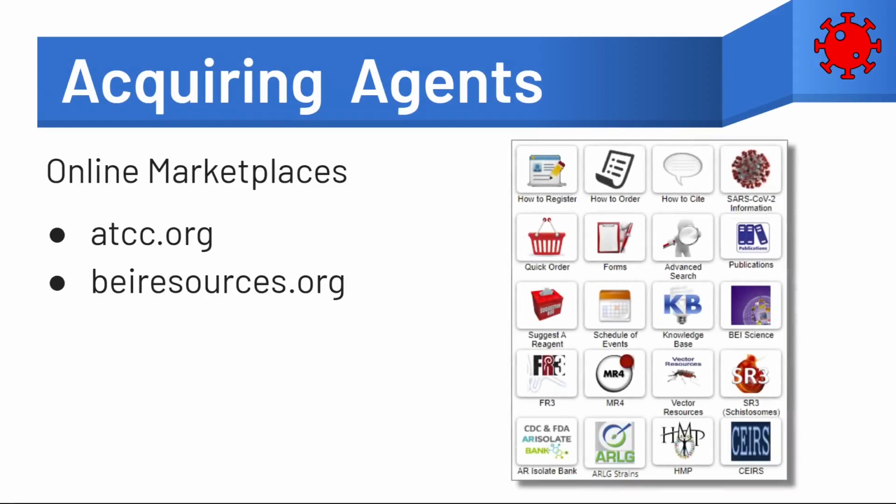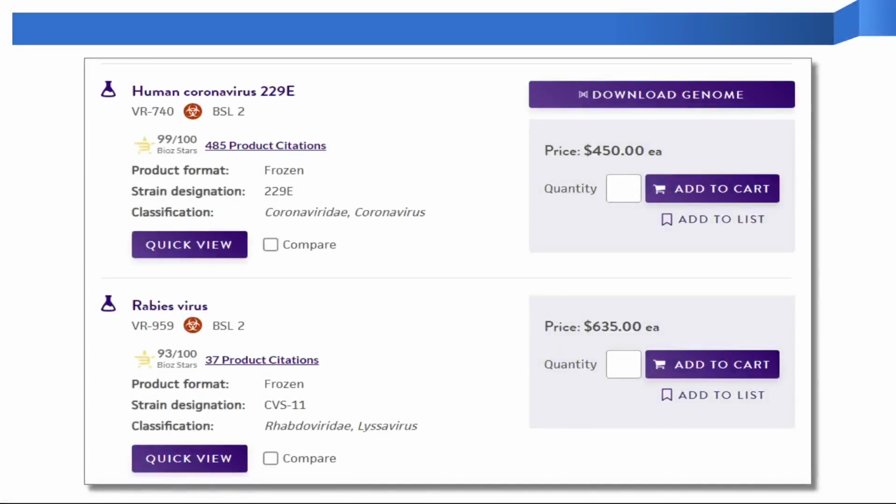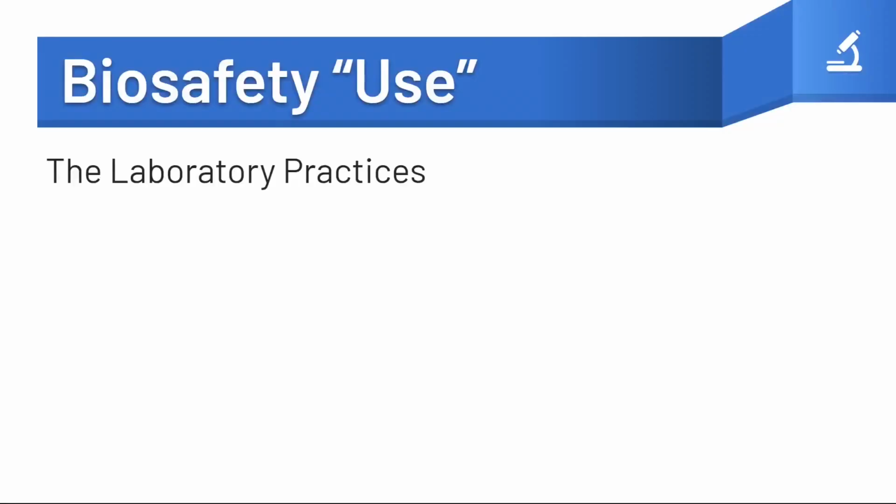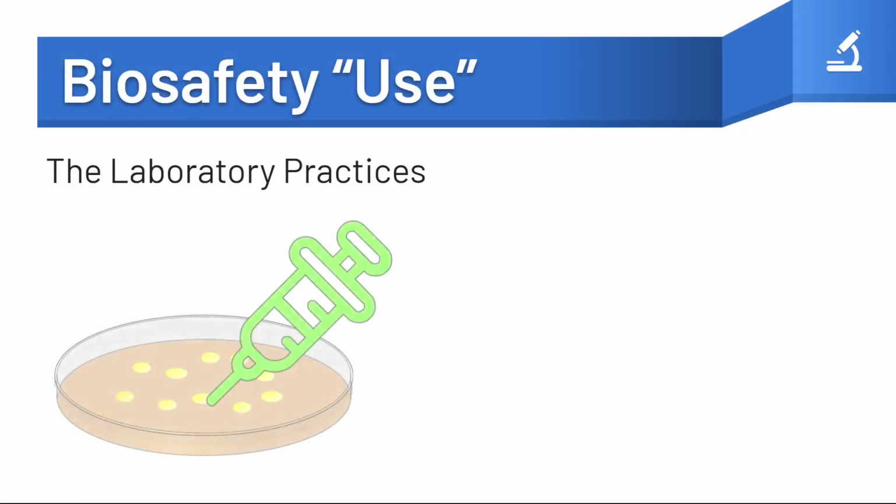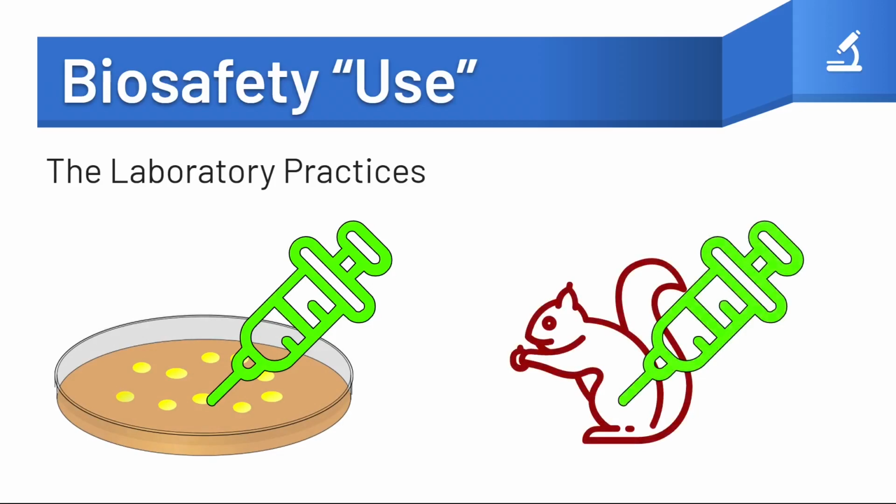Each marketplace optimizes the shopping experience. For example, here's how coronavirus and rabies can be purchased. Use is the manner of the work performed. The riskier the procedures performed are to humans, the higher the use rating. For example, working with rabies in a cell culture has a use rating, but working with the same rabies in a lab animal would have a higher use rating.